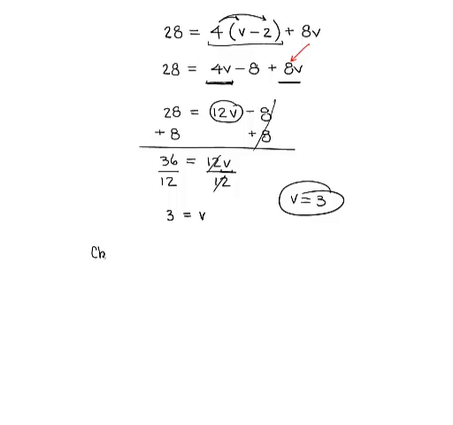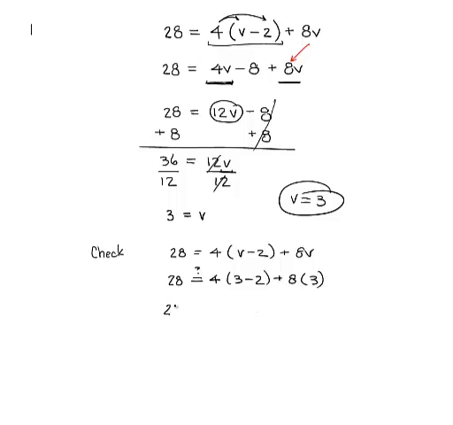So let's check. Our original equation was 28 equals 4 times the quantity v minus 2, plus 8v. So let's plug in 3. I'm not sure if this works yet, so I put a little question mark over it. I have 4 times, instead of v I put 3, minus 2, plus 8 times 3.